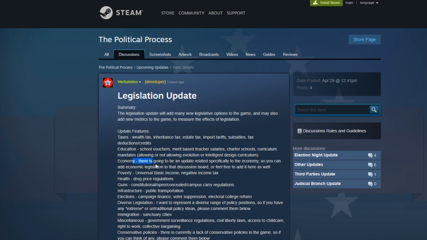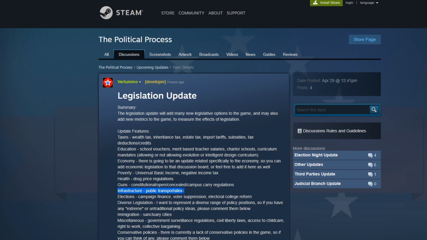Then over to the economy, there's going to be an update related specifically to it, so you can add economic legislation to that discussion board. This is all on the Steam page, so he is taking suggestions. If you guys have any ideas, please go let him know on this Steam discussion. Then over to poverty, we have a universal basic income and a negative income tax. On the health side, he's looking into making drug price regulations. We have gun laws that are coming in, which are constitutional, open carry, concealed carry, and campus carry regulations as well.